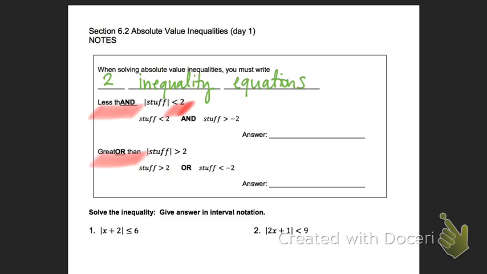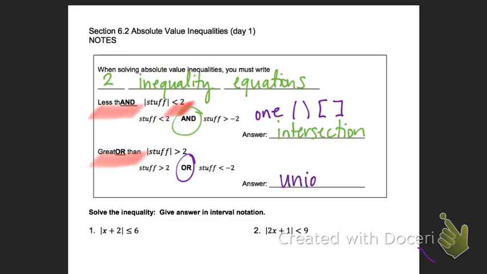And this is just something that you want to memorize, and this is kind of a good way to memorize that. So you have less than, which means that your answer will be an intersection, like it's going to be in between stuff. So you will only have one set of parentheses or brackets. Then if you have a greater than, then your answer will be a union, which means that you'll have two parentheses or brackets. Like it'll be parenthesis, union, parenthesis. You'll have two of them.